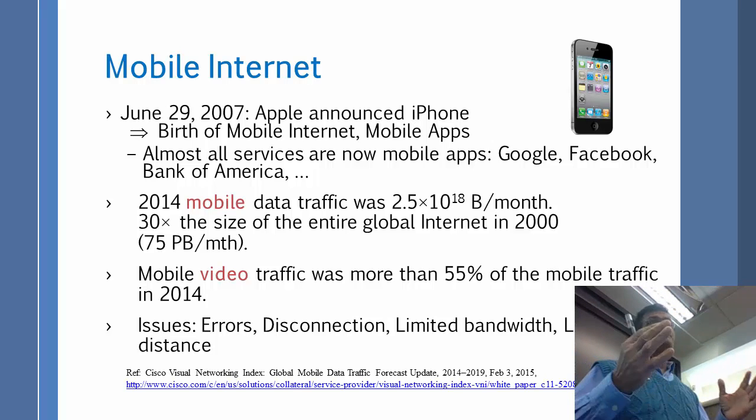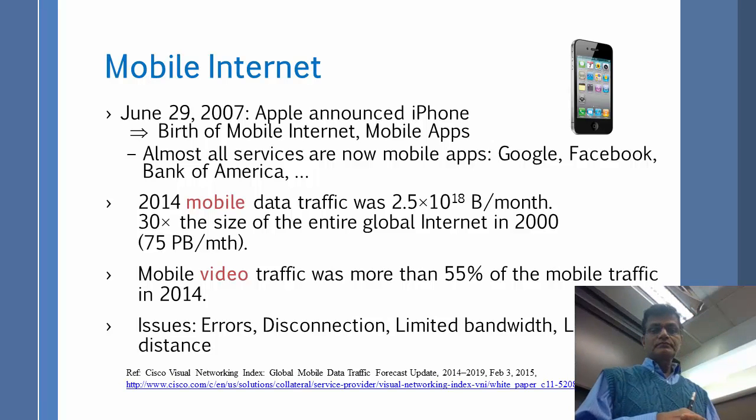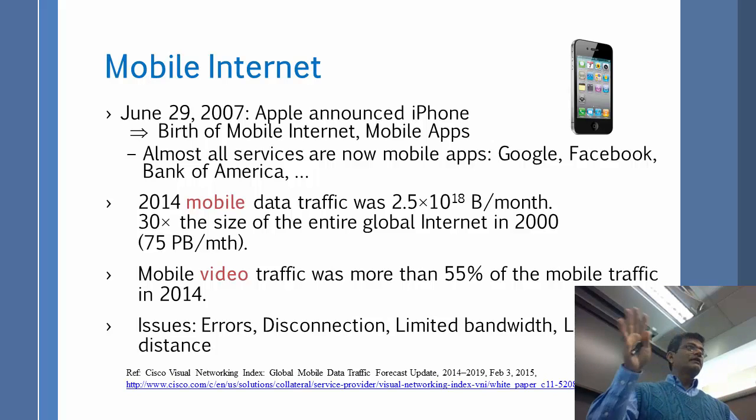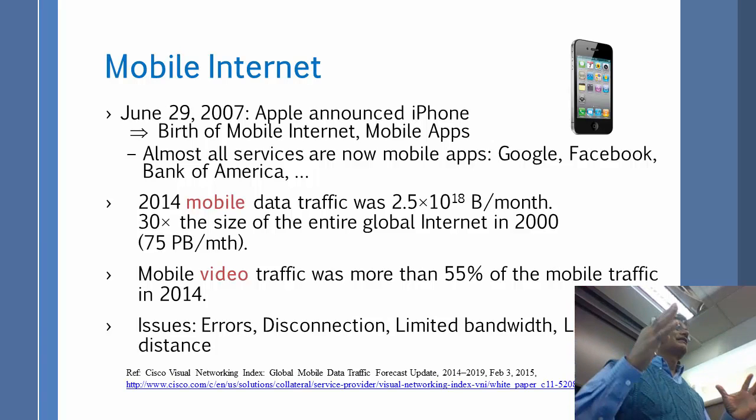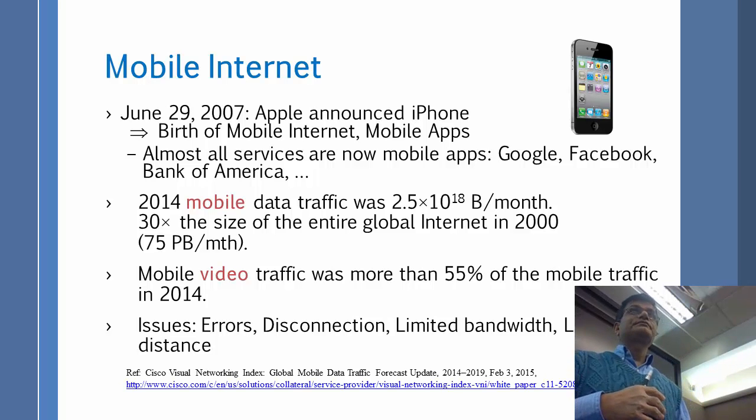And today nobody can live without having a mobile website or a mobile app. So in 2014, mobile traffic was 2.5 times 10 raised to 18 bytes per month. Now, most of us can't even remember what 10 raised to 18 is, so I don't even try to pronounce that. Sorry, 10 raised to 18. And that is actually 30 times the total global internet traffic in 2000. So, wired internet traffic in the year 2000, 30 times that went over wireless. So this is how it is growing, exponentially.